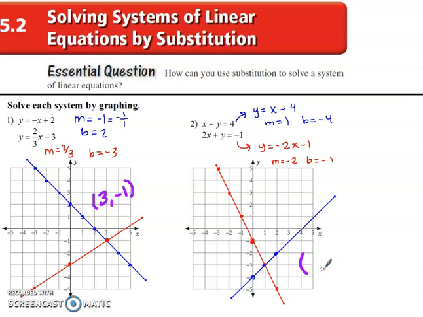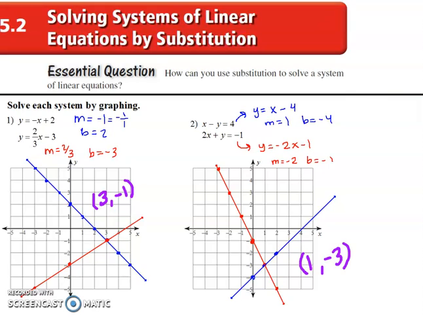For my second system of equations, my x value is 1 and my y value is -3, meaning if I put a 1 in for x in both equations, I'm going to get a -3 for y in both equations. That is the only place where I can put in the same x value and get out the same y value.